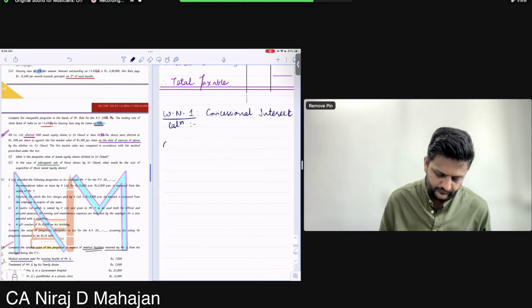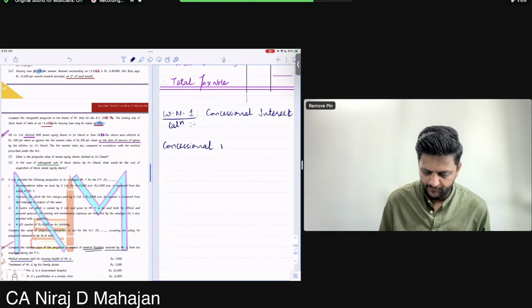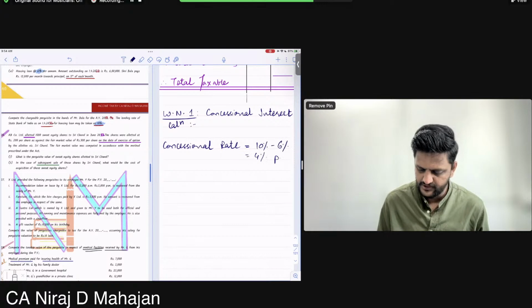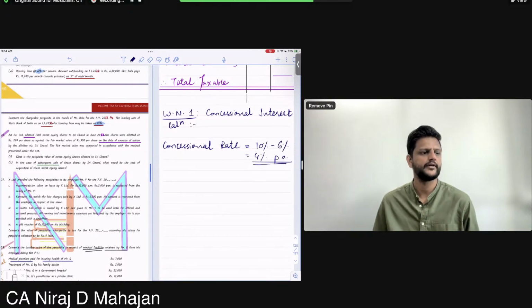First, what is my concessional rate? I'm not writing all the law now. It is just simply 10% minus 6%. It is 4% per annum that is the concession I'm getting. Yes or no, all of you?